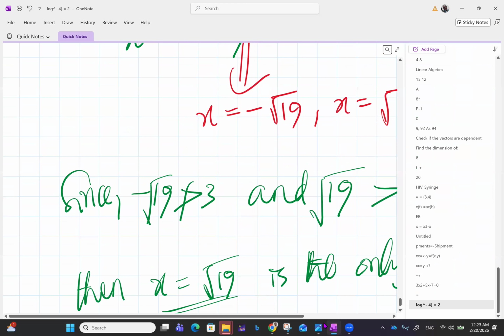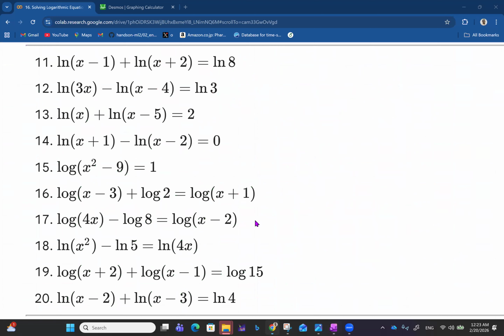So with that, I think we come to the end of this interesting video on solving logarithms using the laws of logarithm, or what we call log laws.